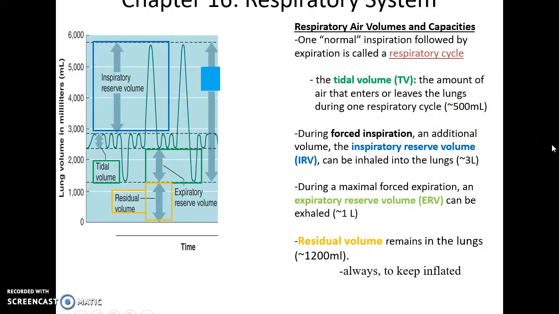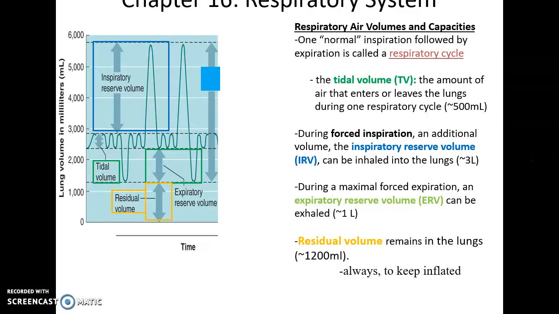Forced inspiration leads to the inspiratory reserve volume, this extra area in the lungs that can actually be filled with air. So if you try to inhale the maximum amount, you can greatly increase the amount of air in your lungs. Then the expiratory reserve volume is that extra air found in the lungs that you can force out when you do a forced expiration. So if you breathe out as absolutely hard as you can, you'll also release this extra air that is normally found in the lungs.